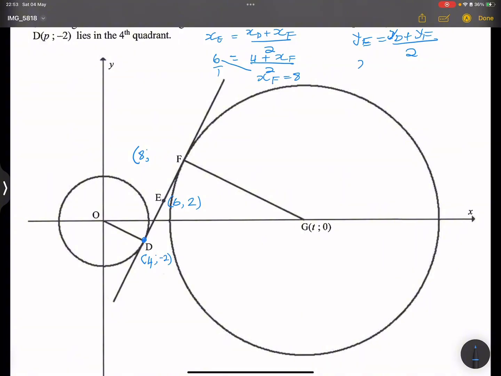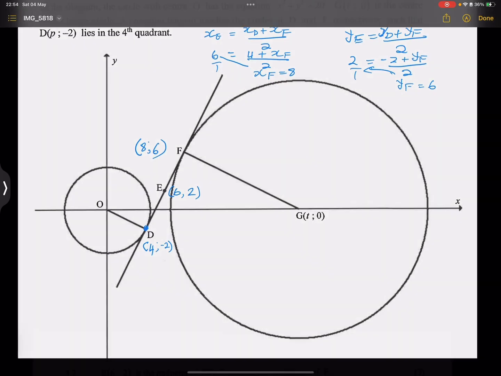So this is 2 is equal to, the y value at D is negative 2 plus yF, divided by 2. And if we take that, that's 2 times 2, which is 4. Okay, and we've got plus another 2, so which means the y value at F is equal to 6. So that means that the point F has got the coordinates (8, 6). All right, so that is how we are going to get that value.